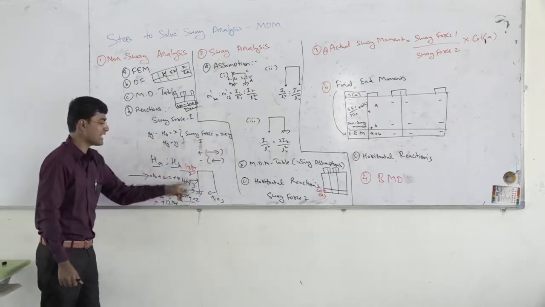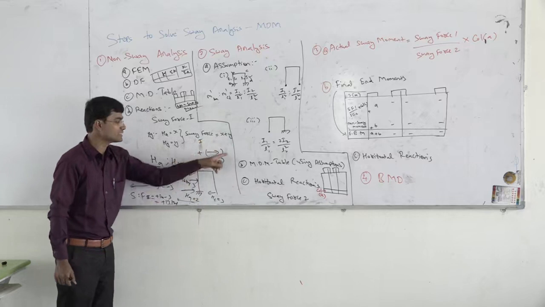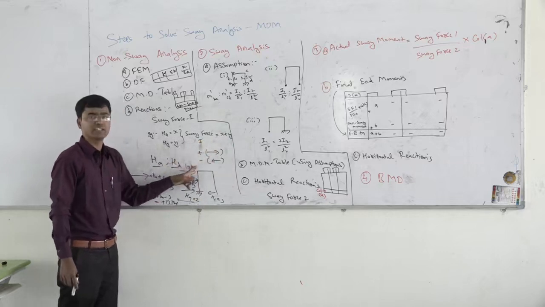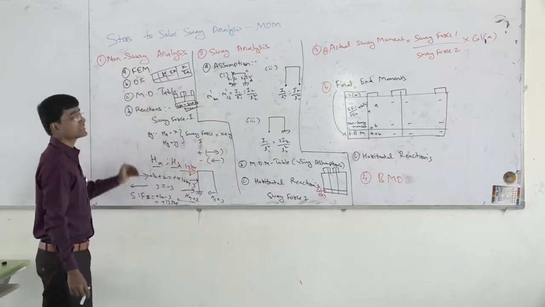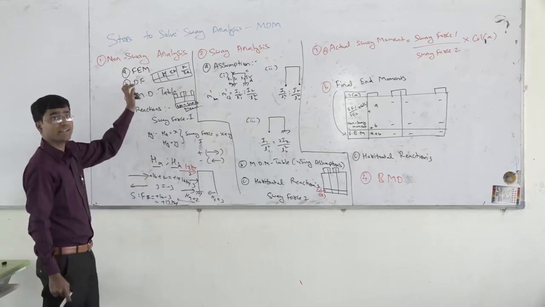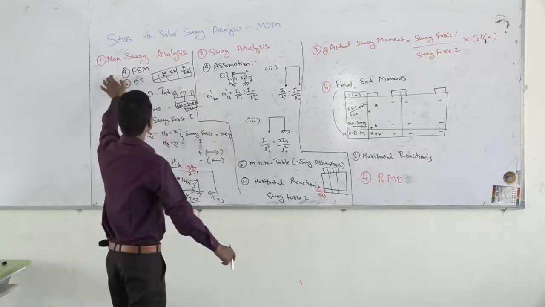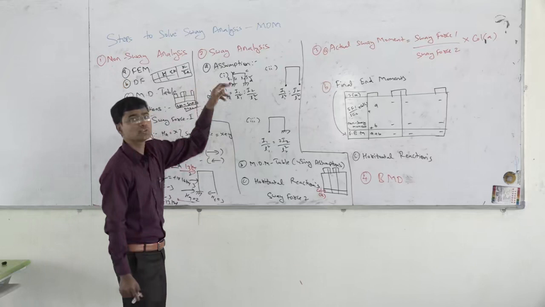So that is the reason I have explained over here. If it is going towards the right side it is positive, if it is going towards your left side it is negative. So this is my step 1 for your non-sway analysis. Now once you have found your non-sway analysis, you have to come to your sway analysis.